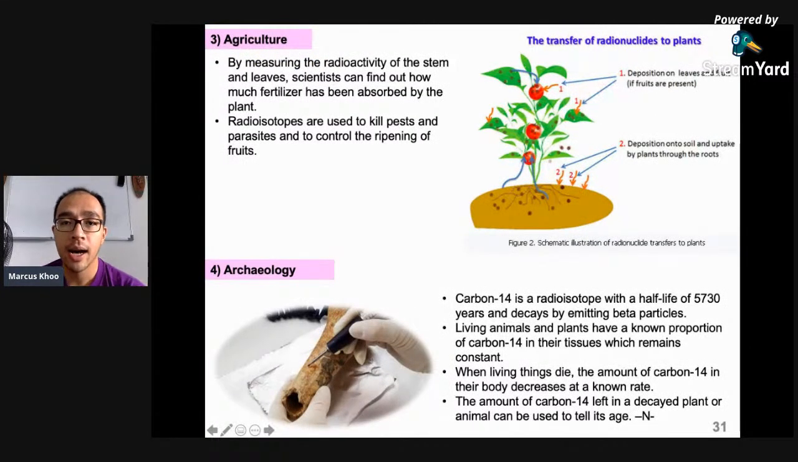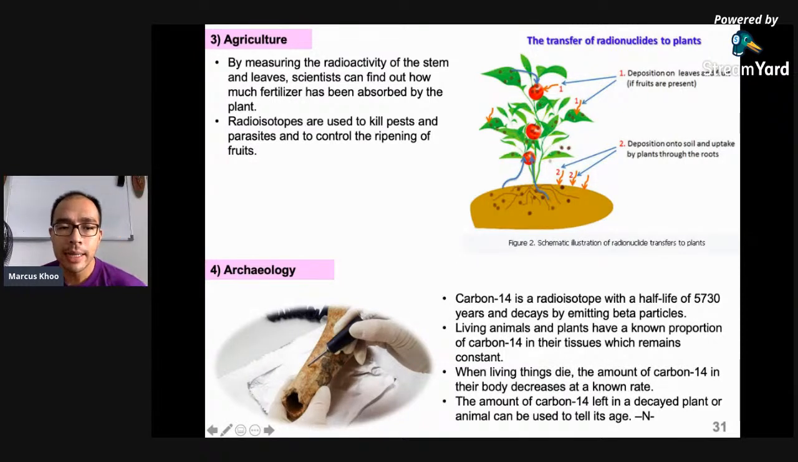All right, our last part is this topic. In terms of agriculture, we use radioactivity. By measuring the radioactivity of the stem and the leaf, scientists can find out how much fertilizer has been absorbed by the plant. Sometimes we use radioisotopes to kill pests and parasites and to control the ripening of fruits. We transfer radionuclides to plants, so we use this in agriculture to see whether the fertilizer is being absorbed by the plant. I think it's the same way as we use tracers for medical purposes.